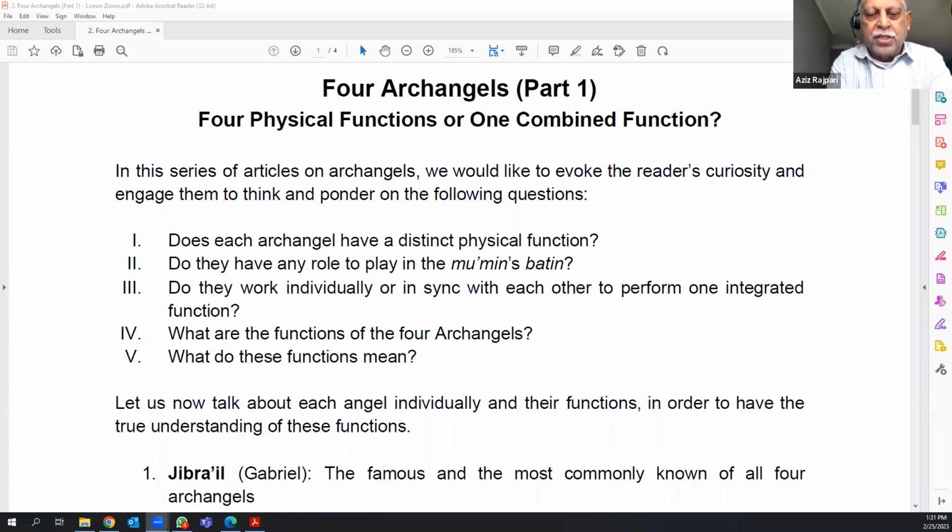If we had taken this subject straightforward with the dryness, we would have a hard time understanding. So we have a different approach, and I hope especially our young ones ask this question a lot about the four archangels. In Urdu they are called Muqarrab Farishte.